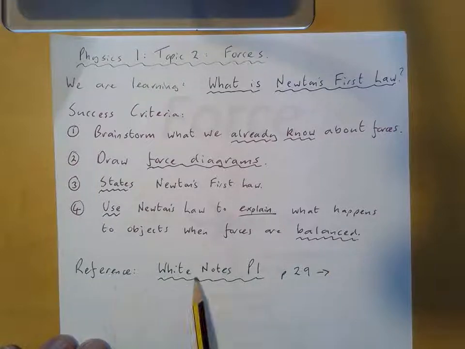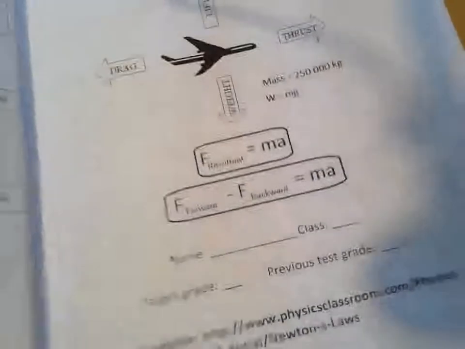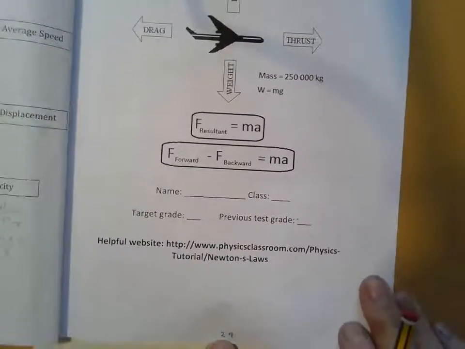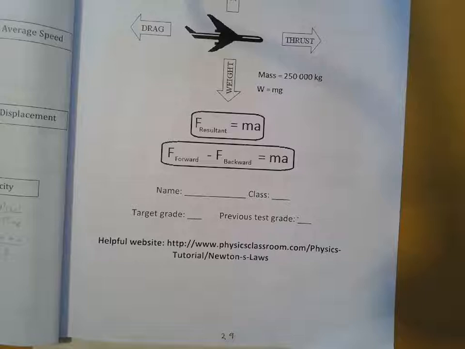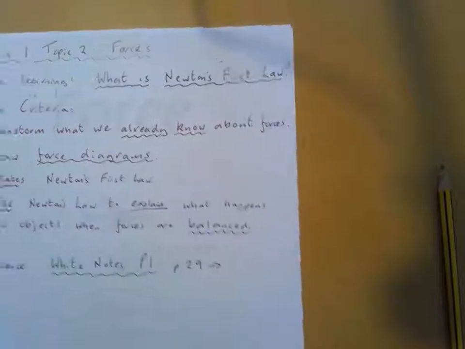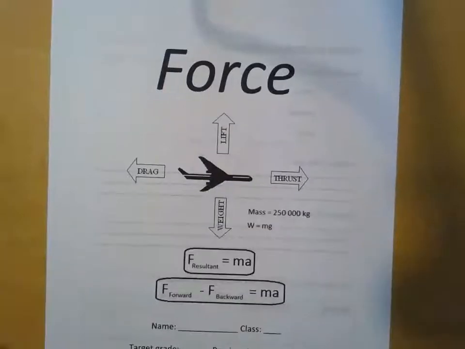The reference for this then is your white notes. That's Physics 1 and it's page 29 onwards. So in yours, you should go to page 29, which is here. There it is, you can just see at the bottom there, there's page 29. Now, I've actually already written on mine, so I've printed out the relevant pages. This is your page 29. So this is topic 2 and it's forces.